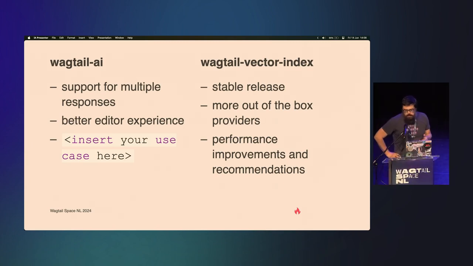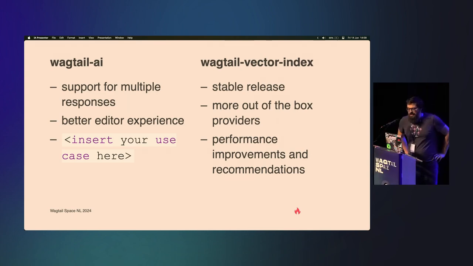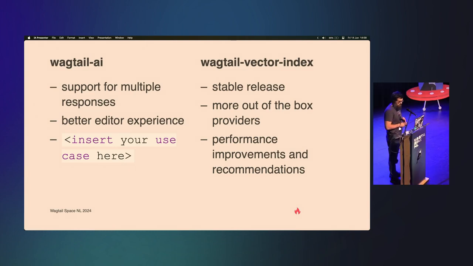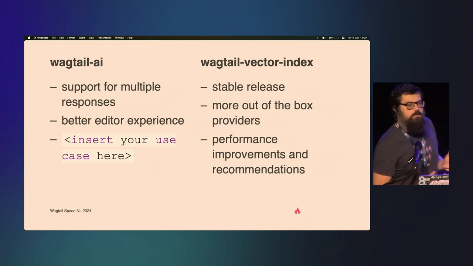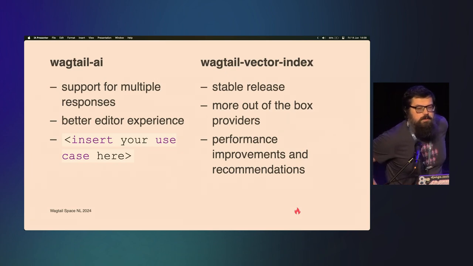And for Wagtail vector index, it's usable right now, so we're using it in, well, you'd say production, but it's internal. So we're moving towards a stable release, so a stable API. We want to add more out-of-the-box providers, so you can use it with, you name it, and then look at performance generally and maybe considerations for things like PG Vector.